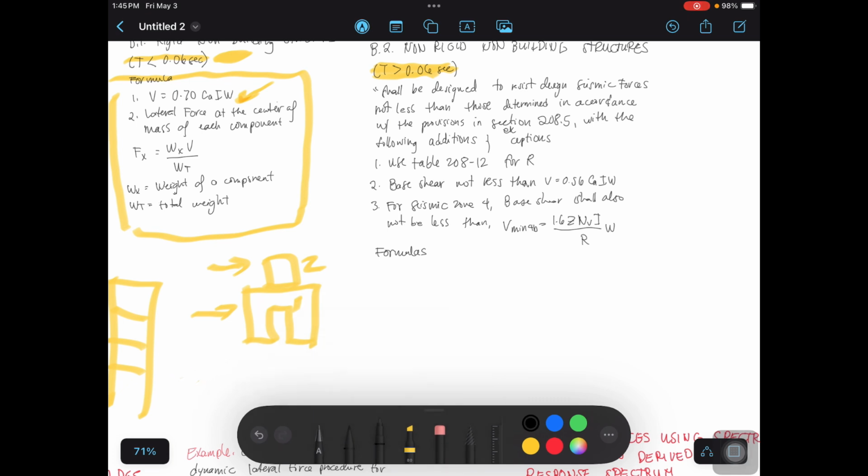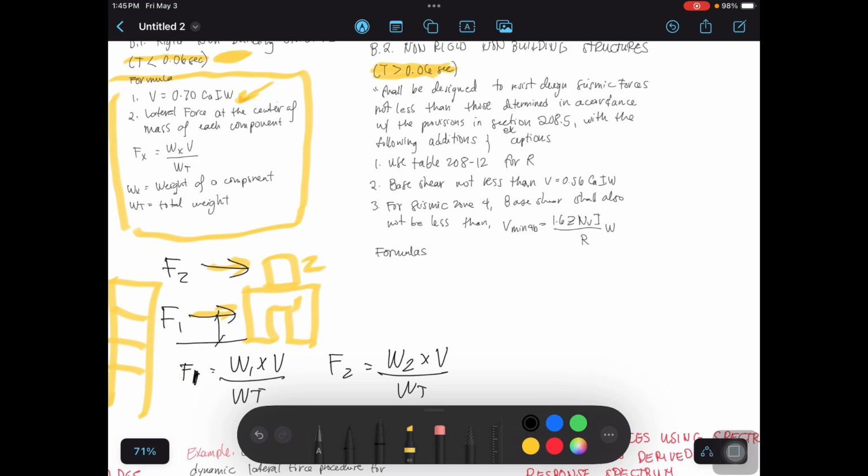So, to get yung lateral force for object 1, F1 equals yung weight ng 1 times yung nakuha mong base shear divided by yung total weight. Kapag kukunin mo yung lateral force para sa object 2, weight 2 ang gagamitin mo times base shear over total ng weight. So, nandito sila. Ito yung F2, ito si F1. So, saan siya i-apply? Dun sa center of gravity ng object mo.